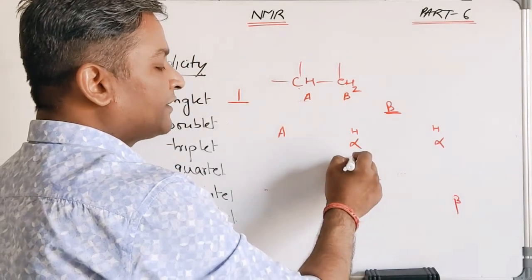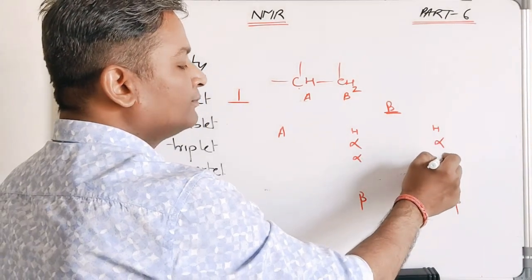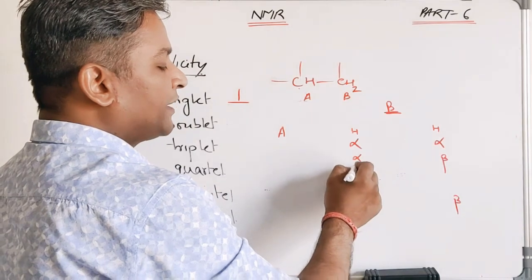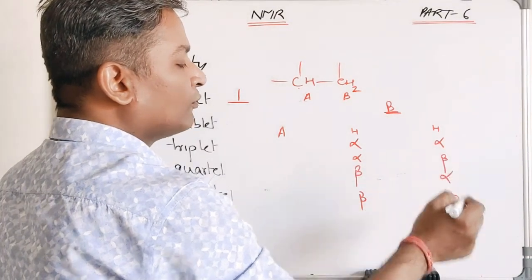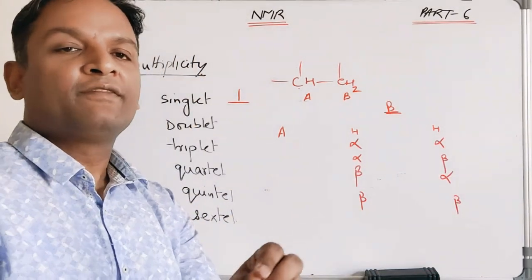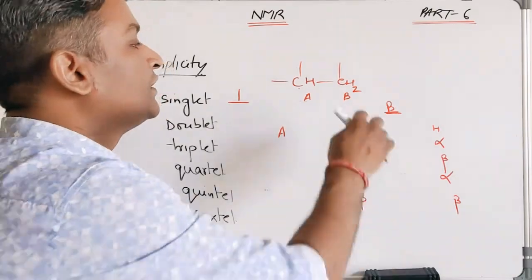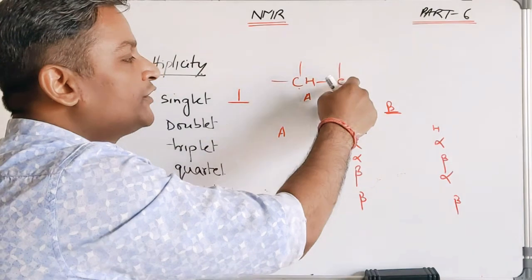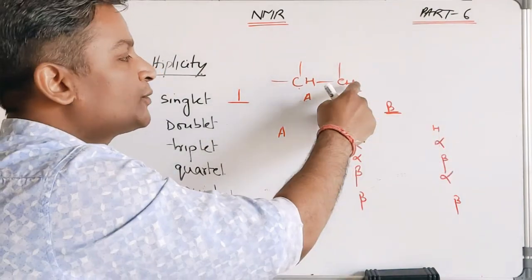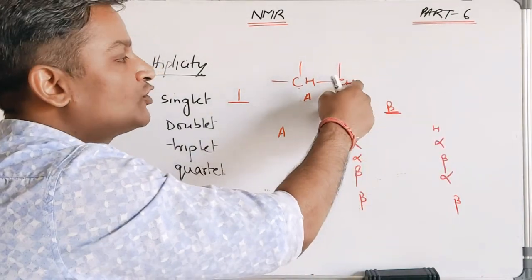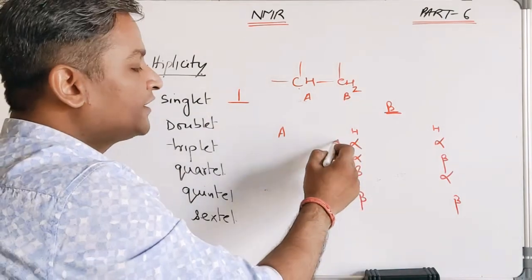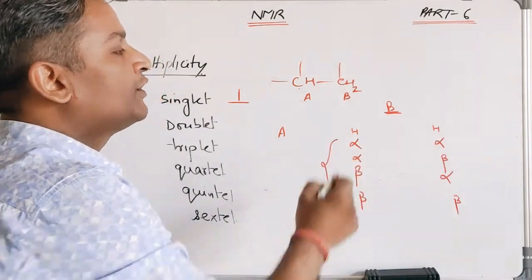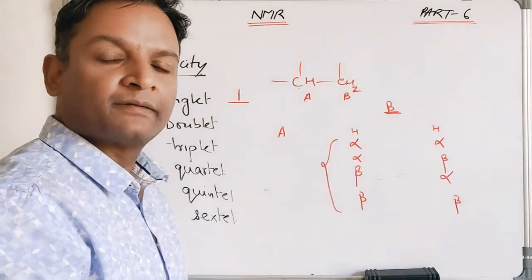Possibilities that it may exist in alpha form, it may exist in beta form. These are the total possibilities, 4 possibilities in which these two protons may exist. These two protons may be alpha alpha, these two protons may be beta beta, these two protons may be alpha beta, these two protons may be beta alpha. So these are the 4 possibilities in which these two protons may exist.